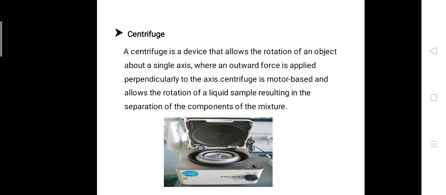This centrifuge can be used for the separation of cell organelles, nucleic acid, blood components, and also for the separation of isotopes.